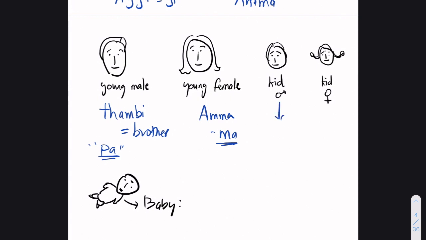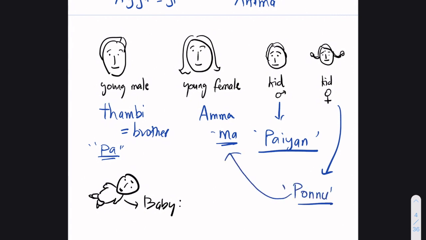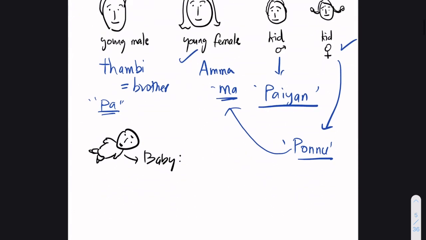Kid means paiyan. Paiyan means a small kid, whereas a female kid is often called ponnu. Ponnu is also the term you use for a young female. When you ask ponnu enna vayasu, you can use it for a young female and also for a small kid. For a baby, there is a gender-neutral term called papa. Papa means baby. Some people prefer to use papa for a female baby.